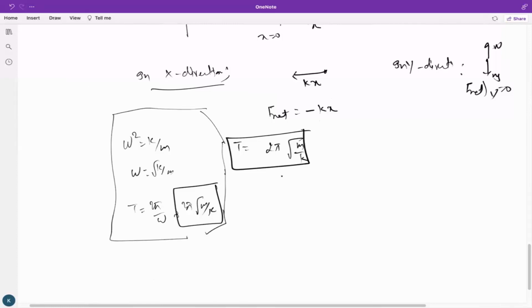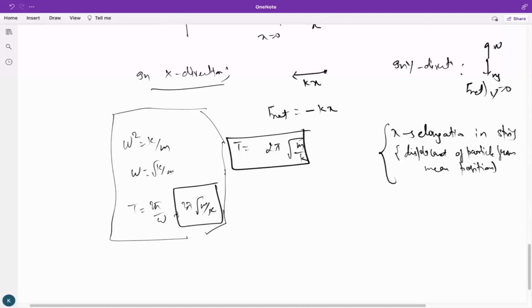Here we use x as the elongation in the spring, or we can also term it as the displacement of the particle from the mean position. And k is our spring constant.